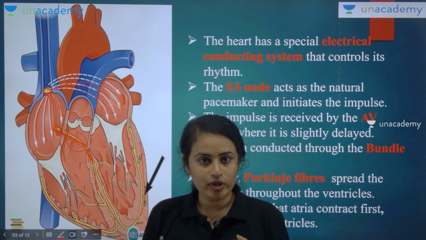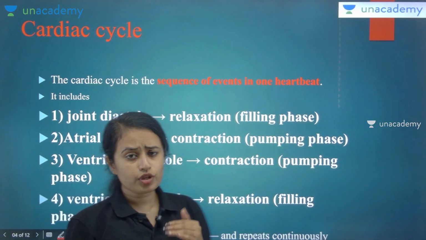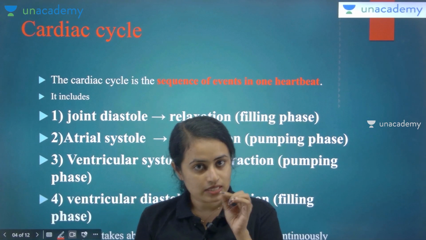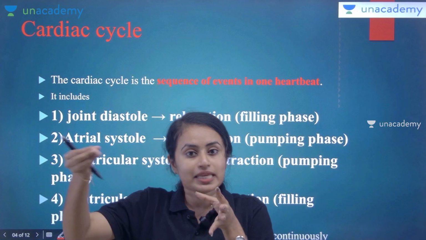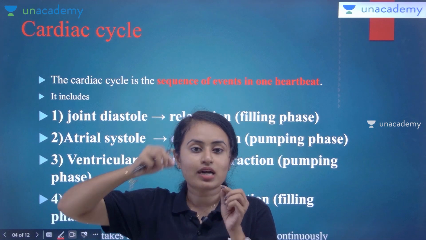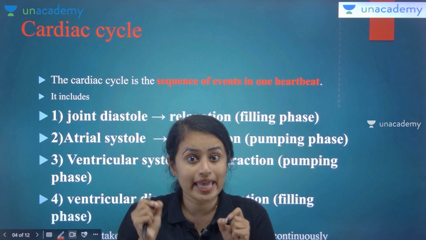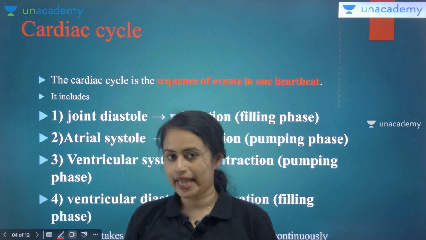What is the sequence of events that takes place in a cardiac cycle? We already know what a cardiac cycle is: the sequence of events that take place in a heartbeat. All these events take place in 0.8 seconds. A single heartbeat takes 0.8 seconds.